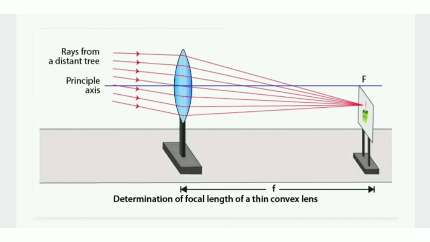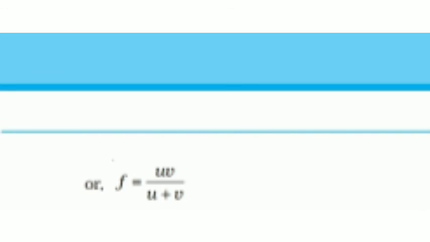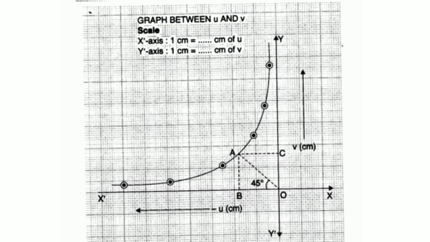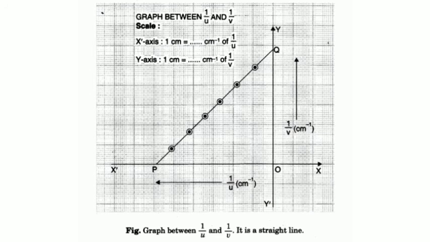So now we get the focal length of a convex lens by 4 different methods here. First one is the distant object method. Second one is the calculation f equal to uv by u plus v. Third, by drawing the graph between u and v. And finally, the graph between 1 by u and 1 by v.